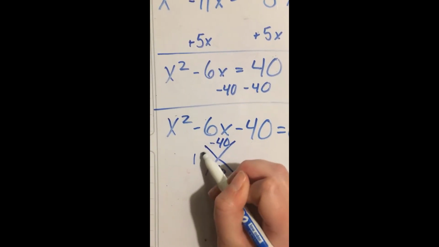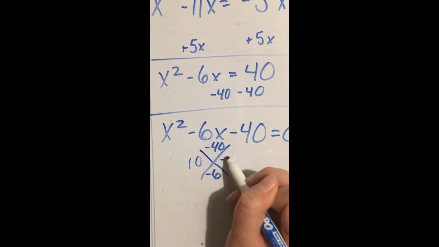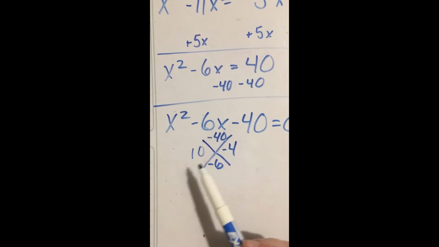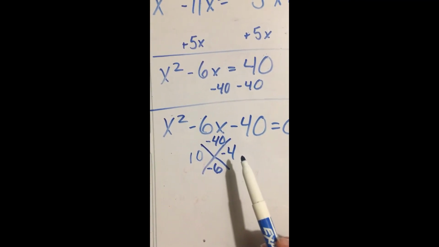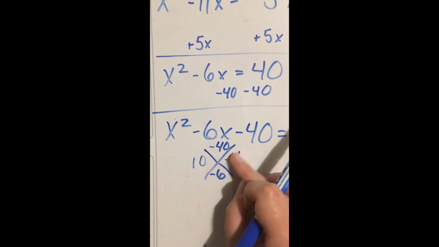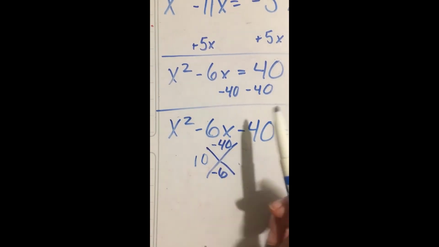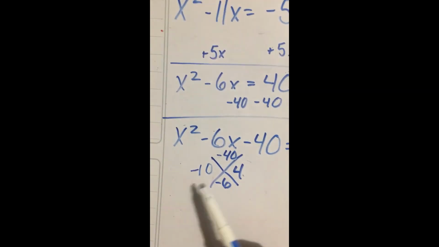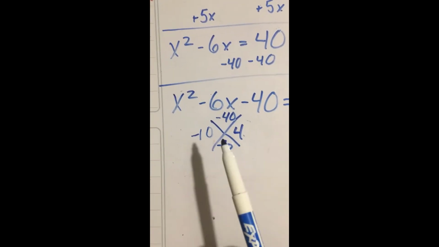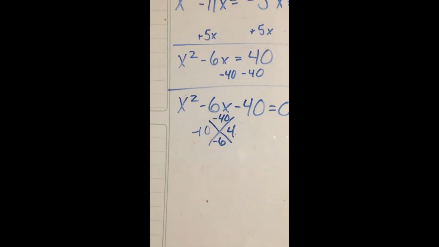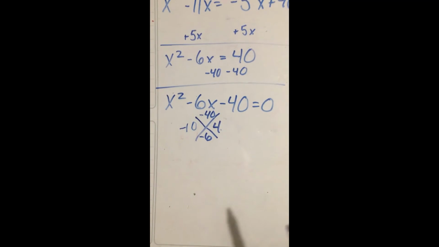It's going to be 10 and negative 4, because 10 times negative 4 is negative 40, and 10 minus 4 is negative 6. Oops. Should be negative 10 and positive 4, because negative 10 plus 4 equals negative 6. That's why I always like writing it down, so you can double check your work.